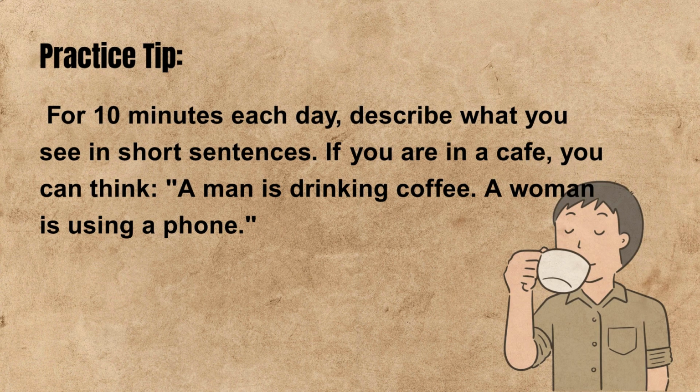Practice tip: for 10 minutes each day, describe what you see in short sentences. If you are in a cafe, you can think, a man is drinking coffee. A woman is using a phone.